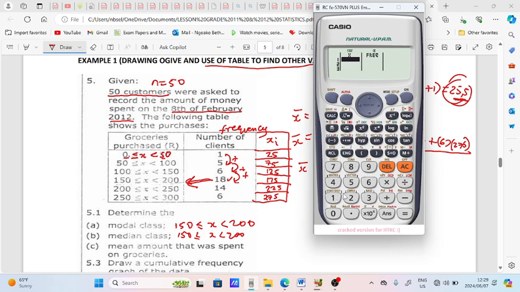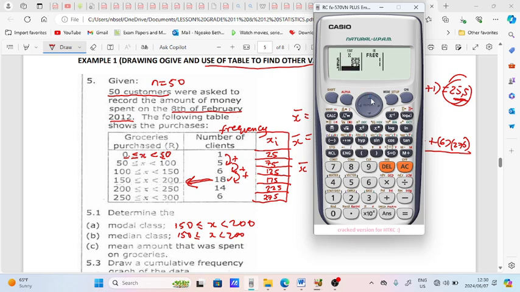Let's put the numbers. What is the midpoint of number 1? 25. Enter. Now what is the midpoint number 2? 75. Enter. Midpoint number 3? 125. Enter. Midpoint number 4? 175. Enter. The other one is 225. Enter. The other one is 275. Done.